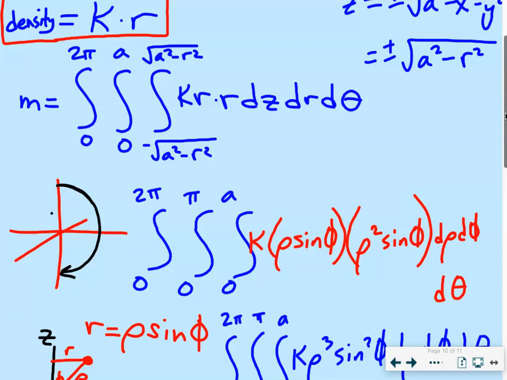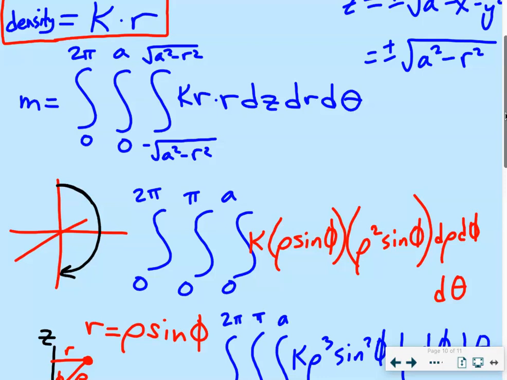Is theta ever not 0 to 2 pi? Yeah, if I only did a quarter sphere, like a watermelon slice, I don't know. I don't think we've ever done a problem like that. Yeah, I don't think we have either.